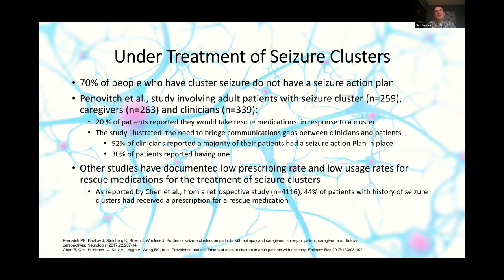So why is that? Is it that the patients are reluctant to take it, or is it lack of education from a provider standpoint, or is it a combination of both? And I suspect there's probably a combination of both that lead to that number. And so trying to bridge the gap between clinicians and patients is important. So if you look at that, 52% of clinicians reported the majority of their patients had a seizure action plan in place. Well, if you look at the first bullet point, 70% of patients did not have one. And so there's a lot of miscommunication. And so I think really making sure that you have a good, open conversation with your physician or your nurse practitioner, or your PA, or whoever you're seeing, is vital to making sure that you can manage these seizure clusters when they occur.